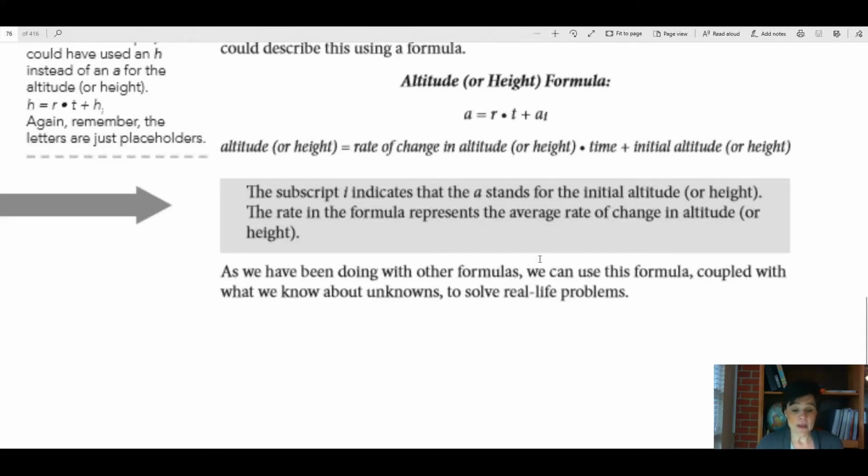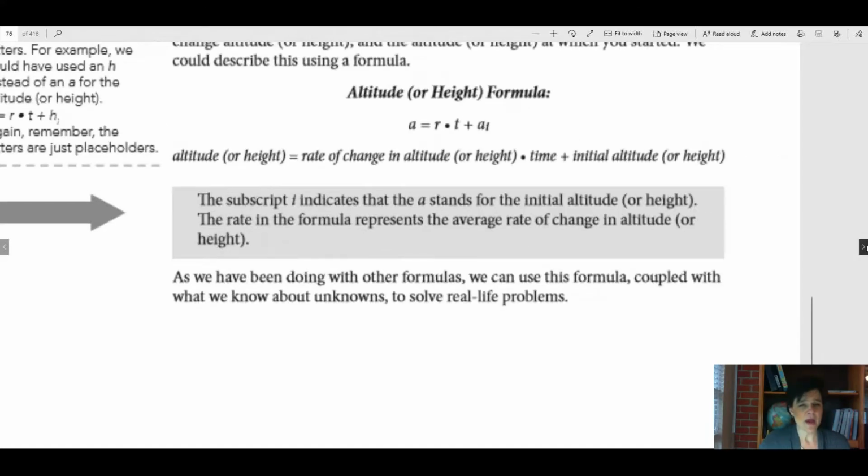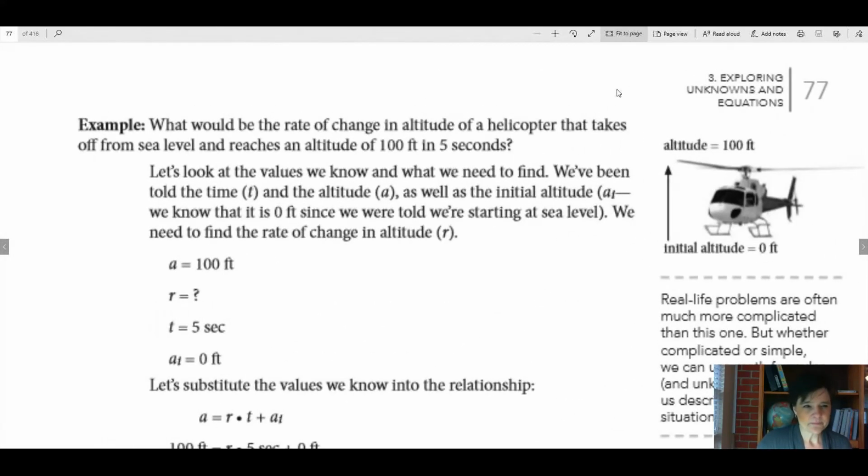Now, I do want y'all to be able to use your formulas on your quizzes and stuff. So if y'all want to write them down and put them on the wall or whatever you want to do. It doesn't matter to me. I don't care if you use them. I don't mind that you don't have them memorized.